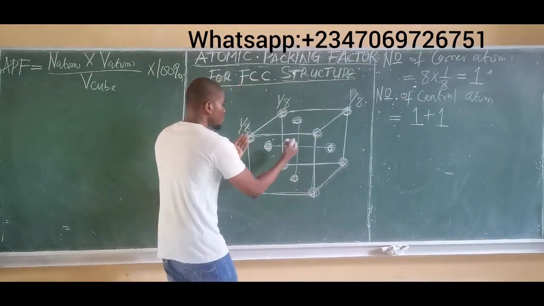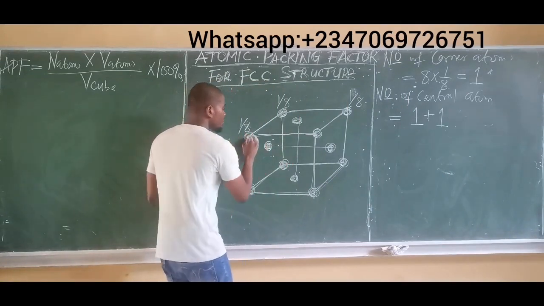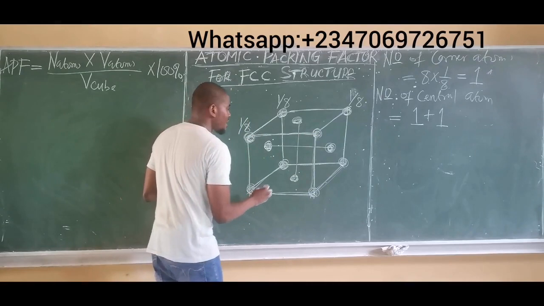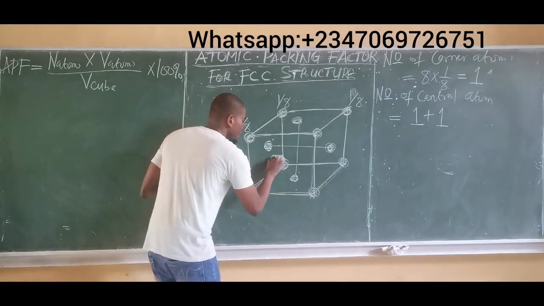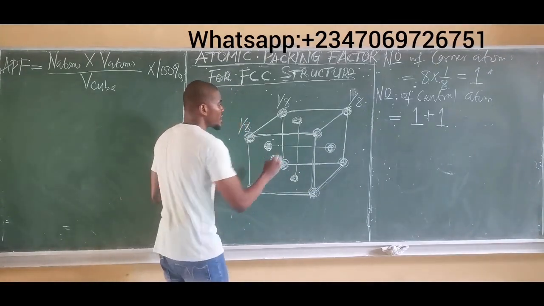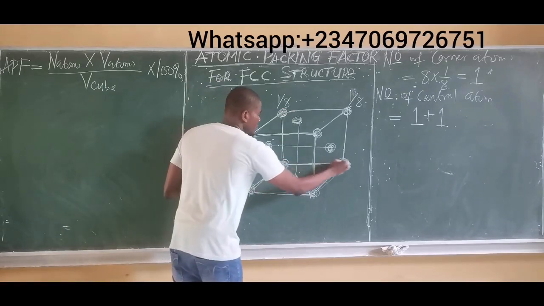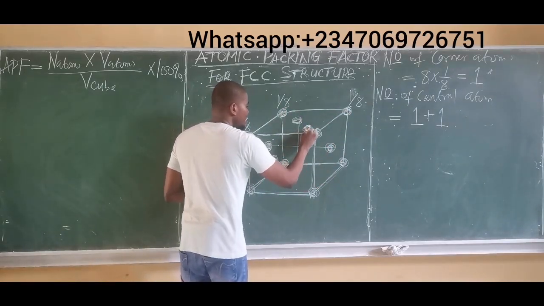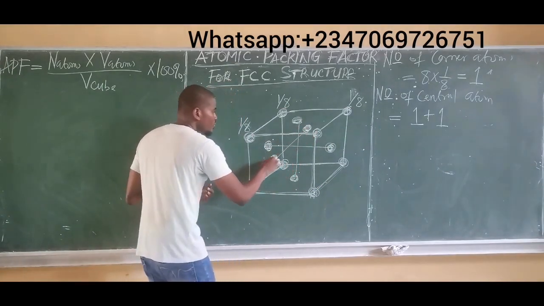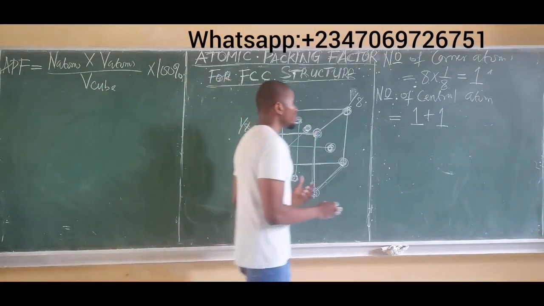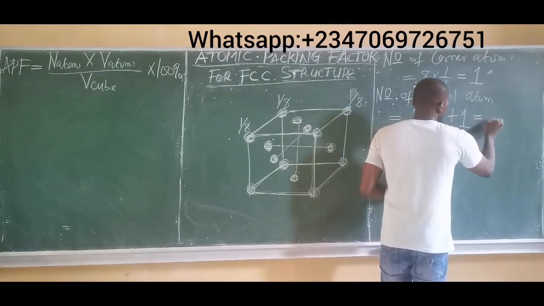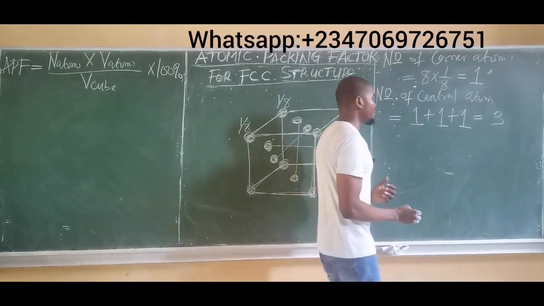And finally, considering this outward face, which is simply this, this, this, and this. So this outward face is also having a central atom. Directly opposite the outward face is the one inwards, which is this, also having a central atom. Now the two atoms combine together to provide 1 full atom. So we simply add plus 1. So that is the end. The whole of this is equal to 3.